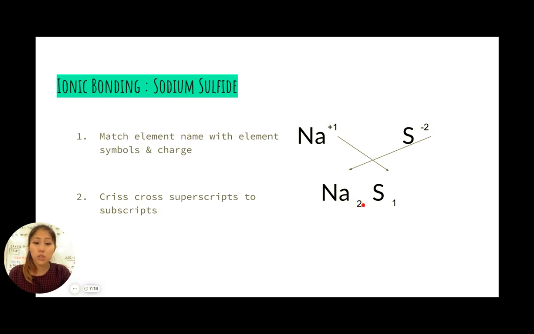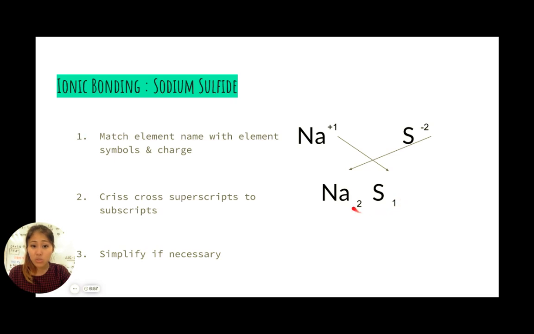We don't include the negative and the positive signs in the subscripts because it wouldn't make sense to have -2 atoms of sodium. That would not make sense. So here, then we crisscross. After we crisscross, then we can put it together, see if we need to simplify.